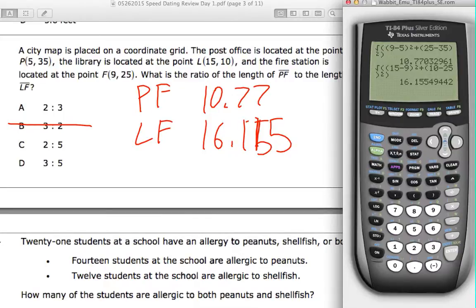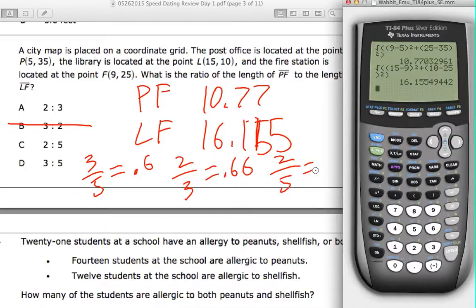Now we want to look at 2 to 3, 2 to 5, and 3 to 5. 3 to 5, in other words 3 over 5, that's about 0.6. 2 over 3, that's about 0.66. 2 over 5 is about 0.4. And I just kind of have these memorized. You could always work them out on your own. If we take these two numbers and divide them, we'll see which of these it actually comes out to be.